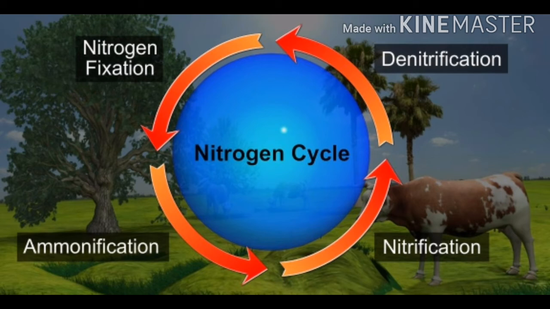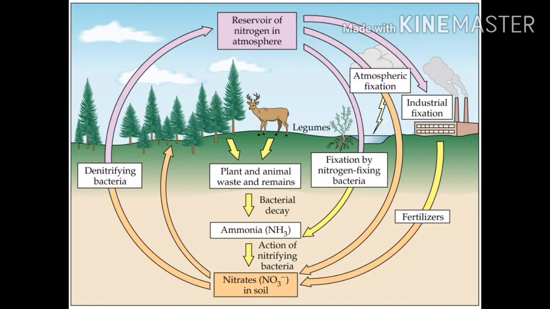वापस से देखिए, जो animals की body में protein present था, जो nitrogenous compounds थे, उनका breakdown हुआ ammonia में, और फिर ammonia का breakdown हुआ nitrites और nitrates में. These are the soluble compounds of nitrogen. And again they are back into the soil, जो कि वापस से soil में आ गए हैं.